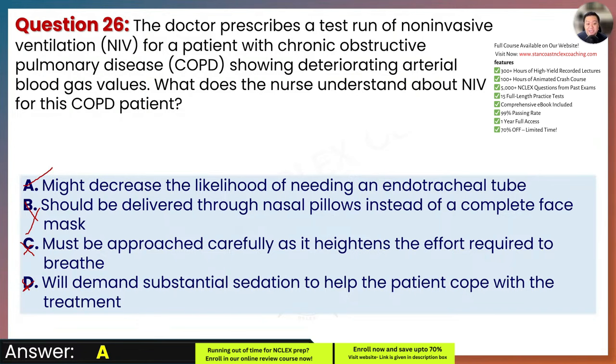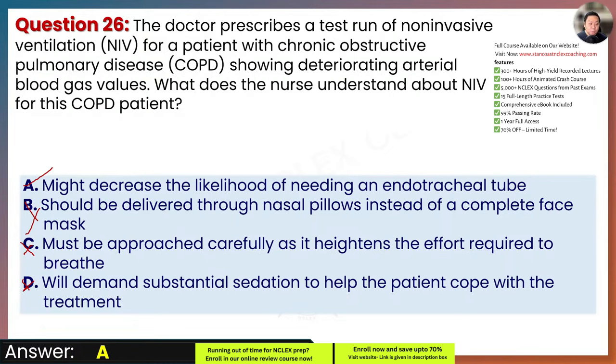Now, letter C is also incorrect. In fact, NIV is designed to reduce the effort required to breathe. It supports respiratory function by increasing ventilation and unloading the respiratory muscles, which is essential in COPD, where respiratory muscles are often fatigued. NIV also improves breathing efficiency and oxygenation rather than increasing the effort required to breathe. So this statement directly contradicts the therapeutic effects of NIV, making it an incorrect option as well.